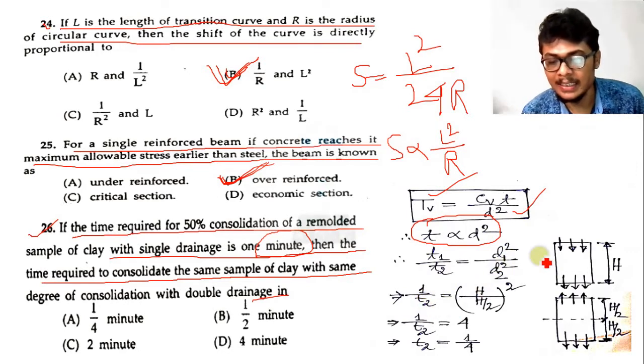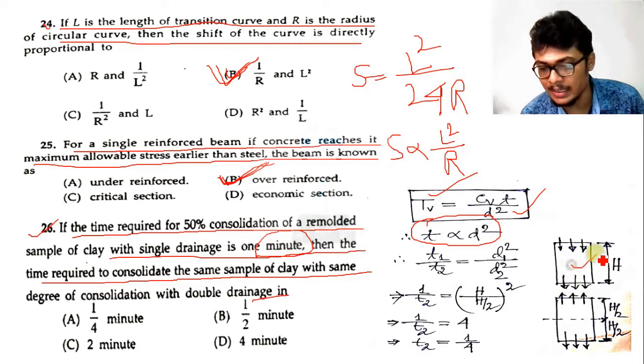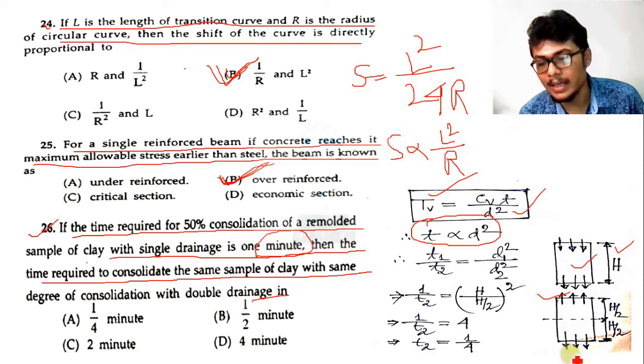Now drainage path. In case of single drainage path, the length of the total drainage path is the thickness of the clay layer or thickness of the sample. See the diagram. If single drainage path, that means drainage occurs in only a single direction. Therefore, the total height of the sample is the drainage path. And in case of double drainage path, the drainage occurs along the top portion as well as along the bottom portion. So in this case, half thickness is the length of the drainage path, that means H by 2.